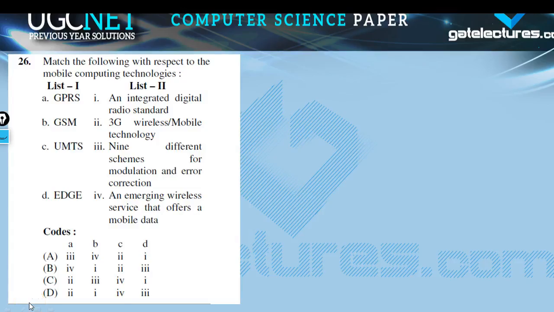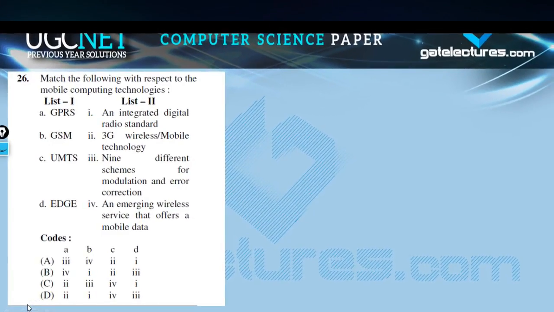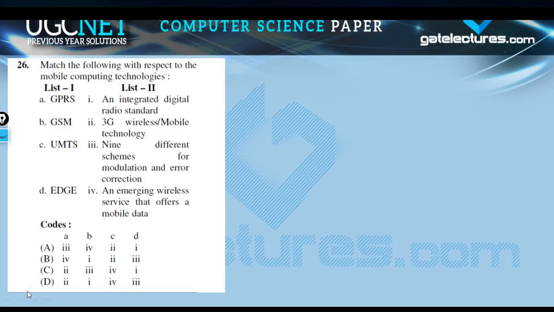Question number 26 is, match the following with respect to the mobile computing technologies. In list 1, different mobile computing technologies are there. First we will discuss their functionality, their definition, and their working one by one, and then we will come back to our question, okay? So the first technology is GSM.